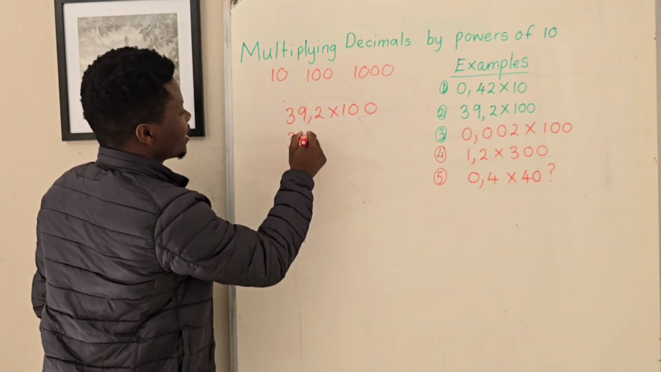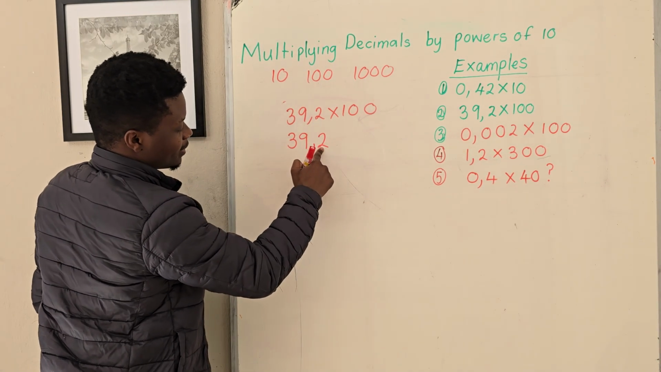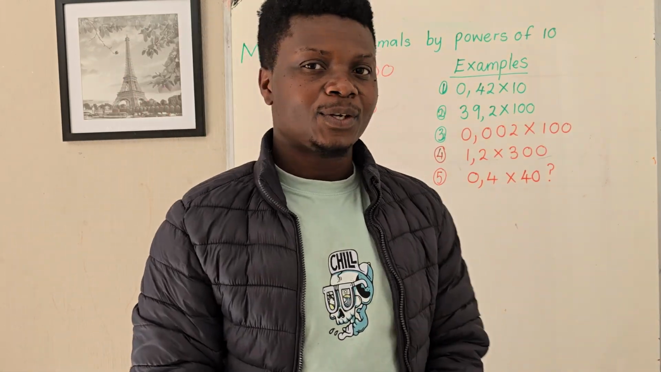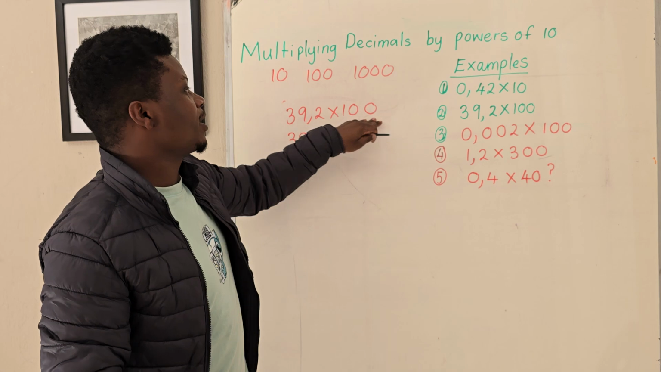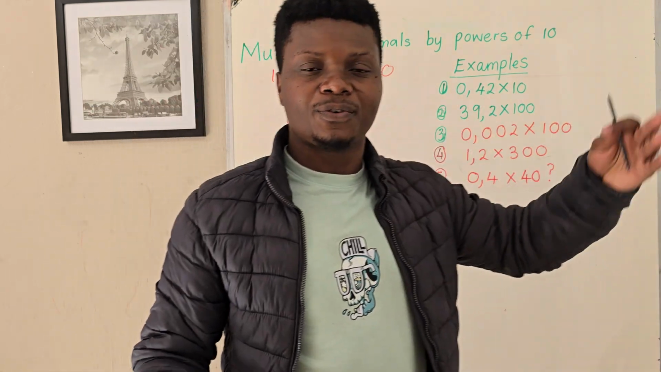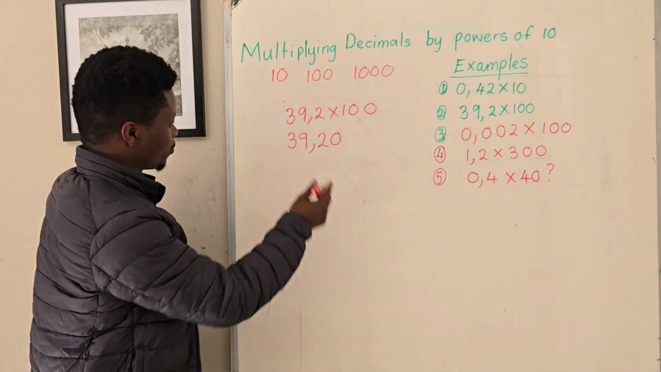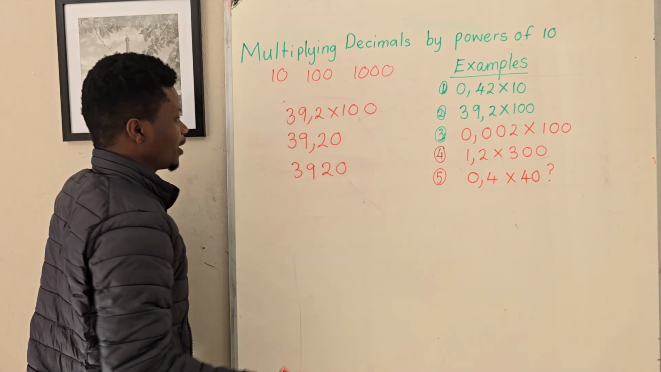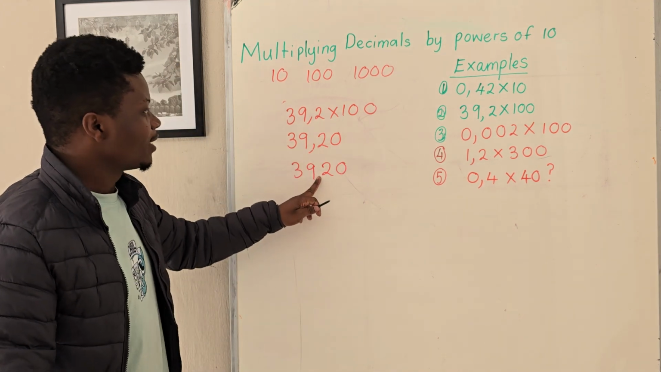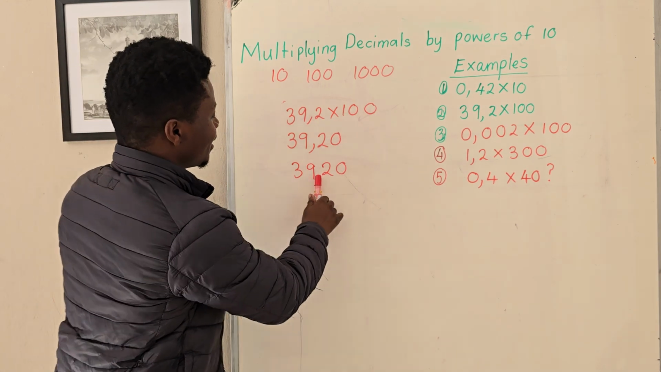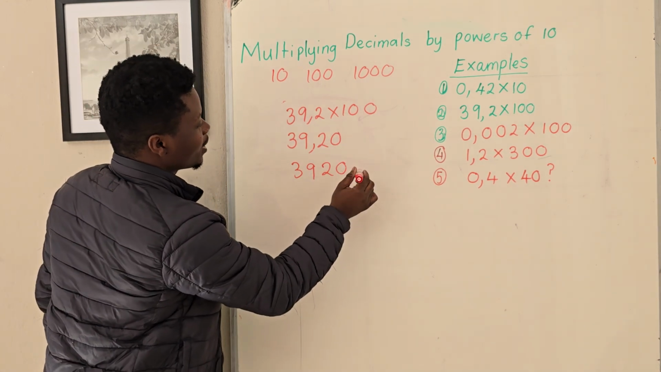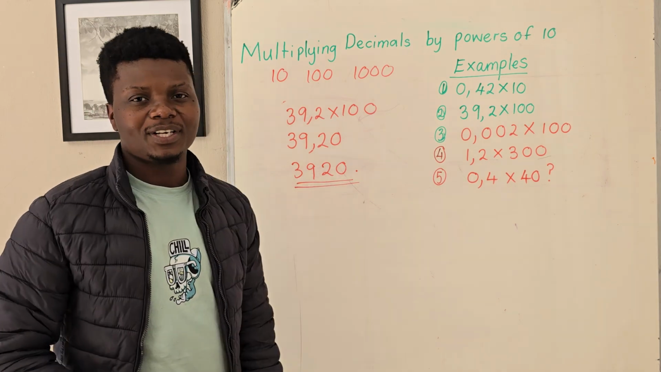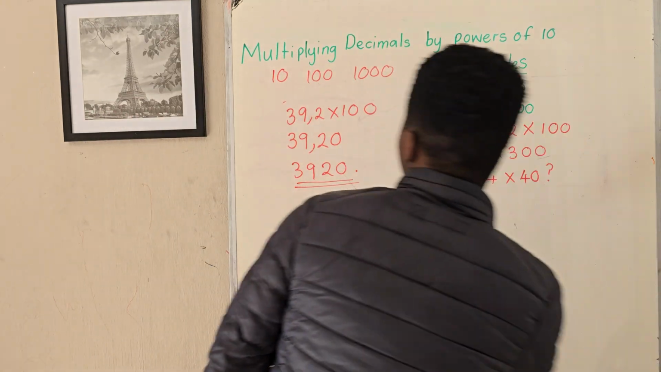This is 39.2. Since there's 1 place, I want to have 2 places. Just add an extra 0 there. So now I have 2 places and 100 has 2 zeros, so I'm going to be able to move 2 places to the right. So rewrite your number, 3920, and remember your comma is right here, so you want to move it 2 places. Let's move it 1, 2. Our comma is right here, so the final answer is 3920.